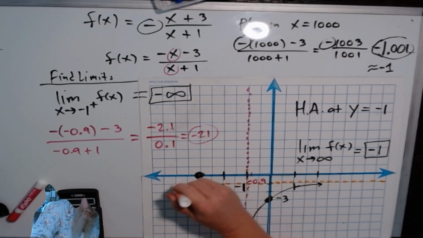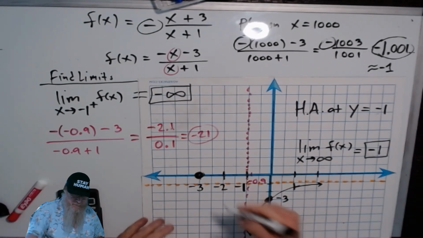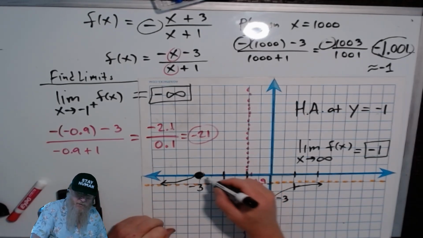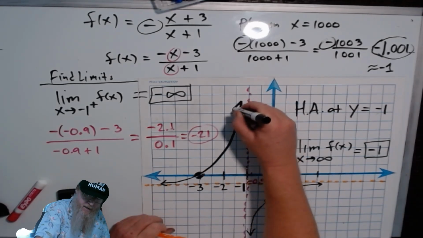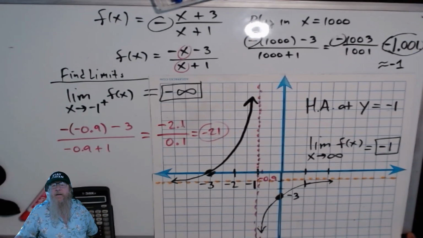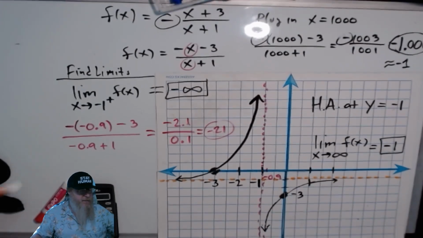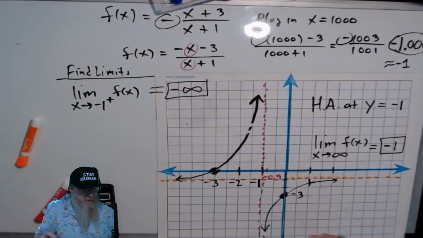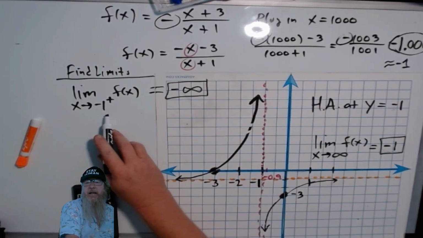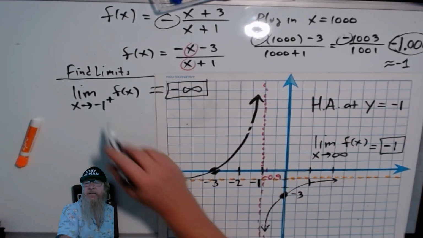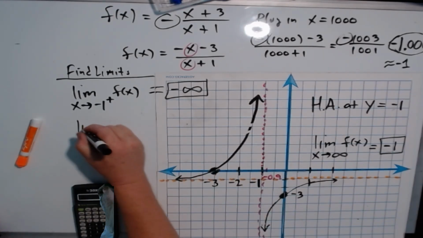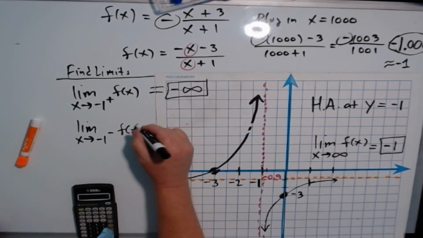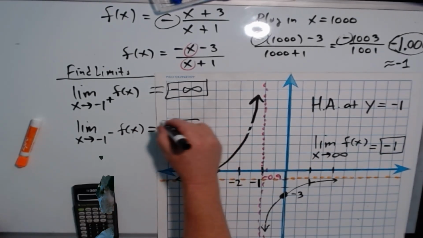And now I can finish the graph. This is going to approach the asymptote here and approach the asymptote here. With the graph complete, I can find all of the limits. So the limit as x approaches negative 1 from the right is negative infinity. The limit as x approaches negative 1 from the left is positive infinity.